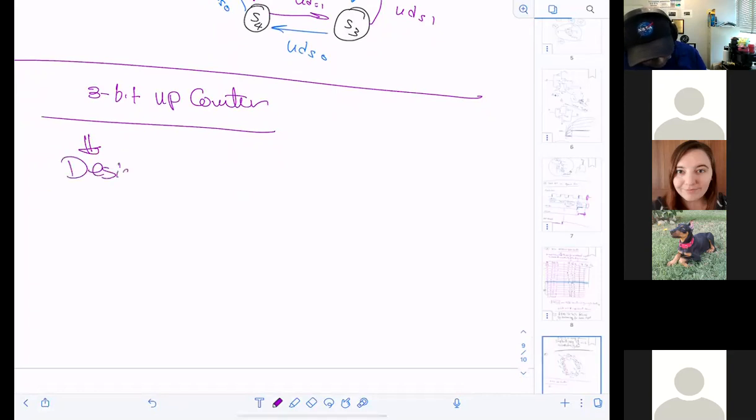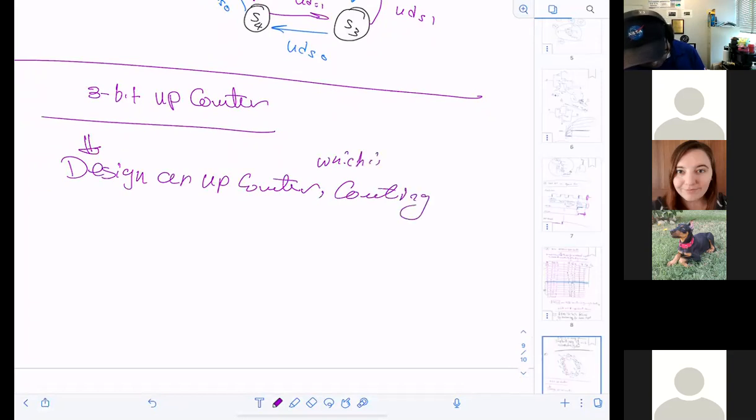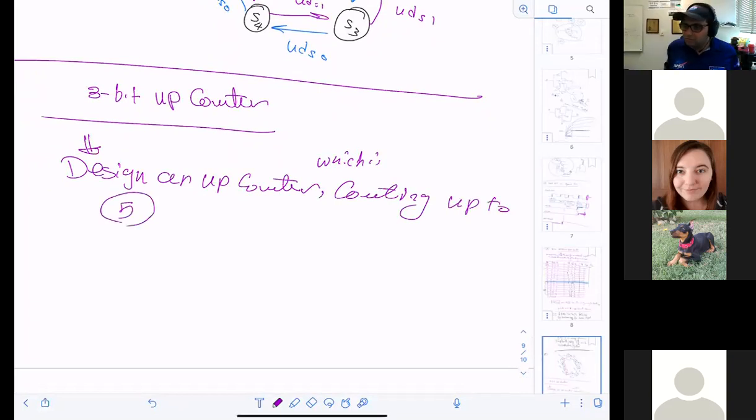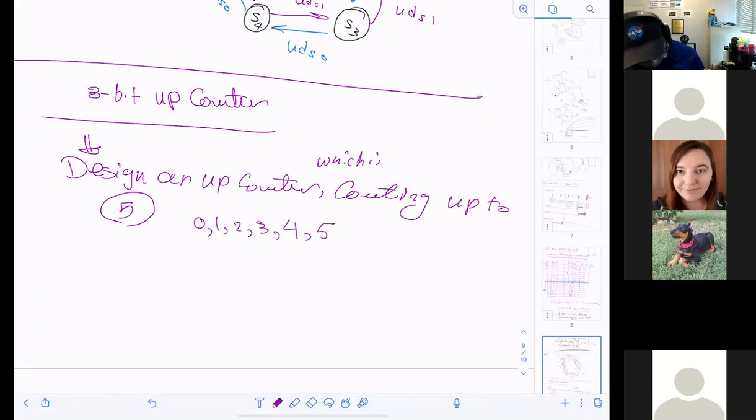design an up counter which is counting up to 5. So this counter is counting up to 5. What does it mean? That means this counter will count 0, 1, 2, 3, 4, 5, and back to 0, right?